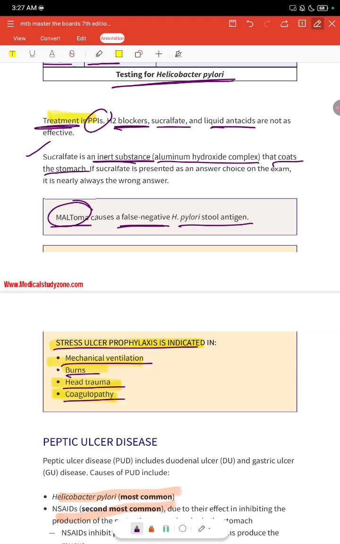Stress ulcer prophylaxis is indicated in mechanical ventilation, burns, head trauma, coagulopathy. So when do you opt for prophylaxis for stress ulcer? It is indicated in mechanical ventilation, in cases of burns, head trauma, and coagulopathy.